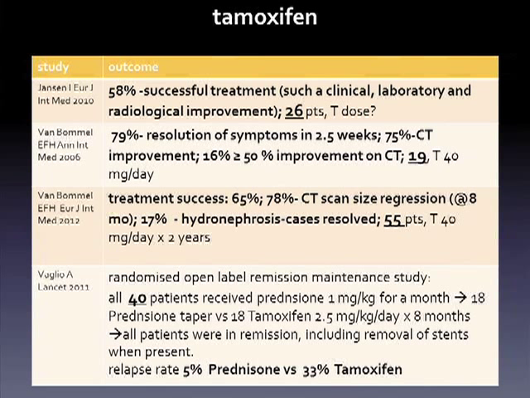Van Bommel had a more consistent way of looking at the response to tamoxifen, and they initially presented 19 patients, and then they presented their 55 patients that they treated with tamoxifen, and the dose they used was 40 milligrams per day, no steroids. And in their 55 patients, what they reported as treatment success was resolution in symptoms. The mass should have been stable or regress, and the hydronephrosis should have resolved. So that's what they call treatment success. So in their patients, 65% achieved treatment success.